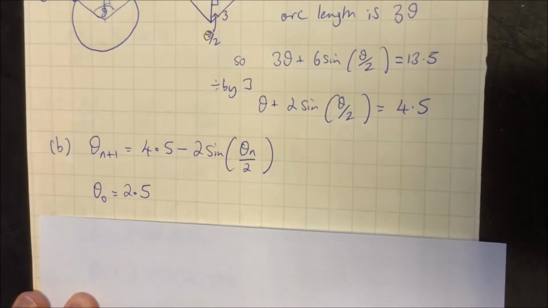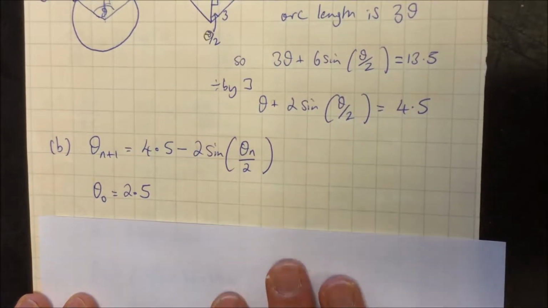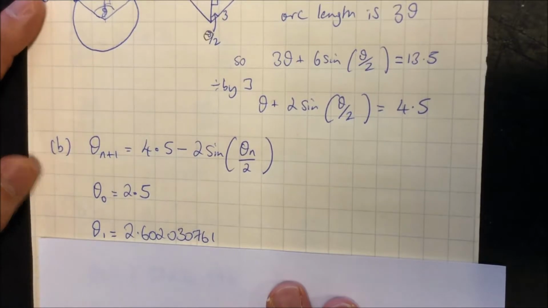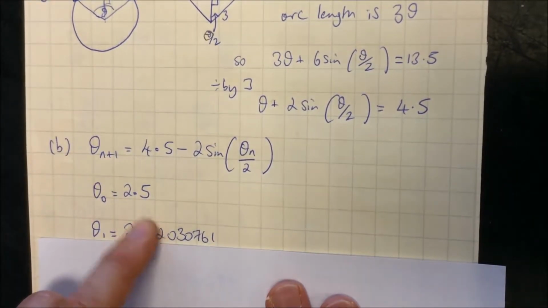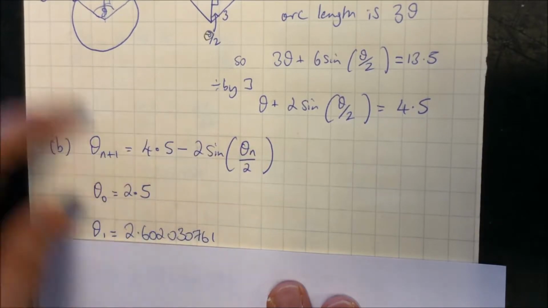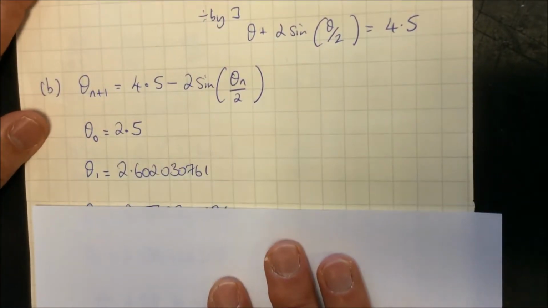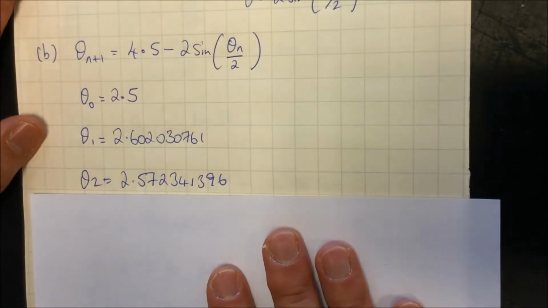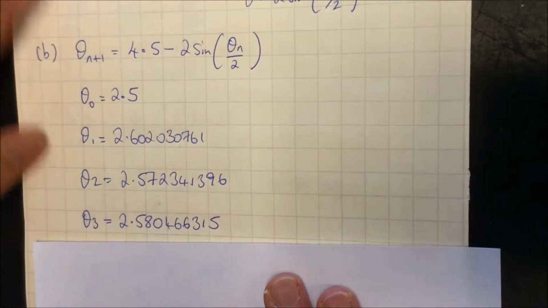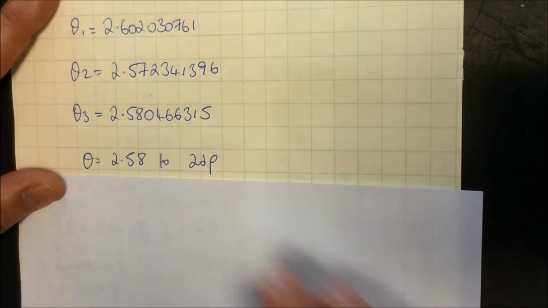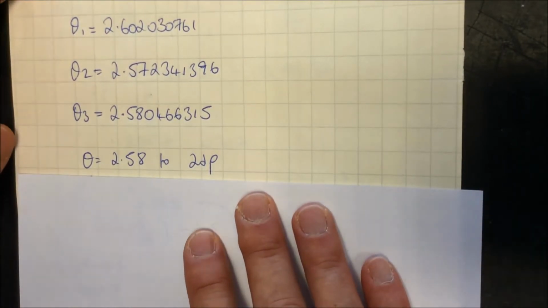So it asks me to start at 2.5. Got to remember, of course, to get my calculator in radians mode, but I would have had to do that in the first part. So remember, put theta 0 in, right? That generates theta 1. If you use your calculator properly, of course, you can just keep pressing equals if you've set it up in the right place. Theta 2, theta 3, and that says round theta 3 to 2 decimal places.